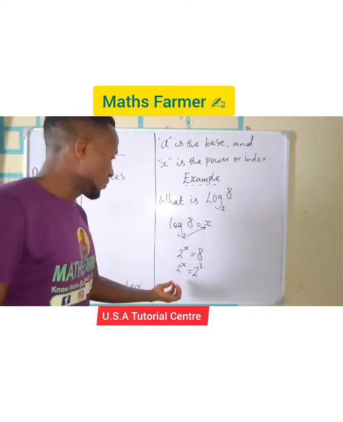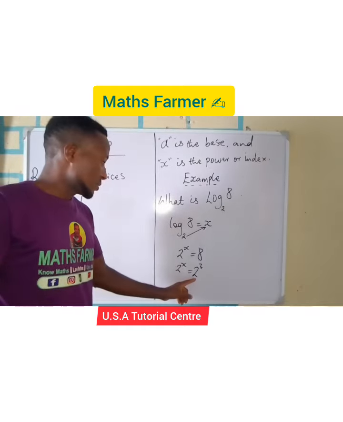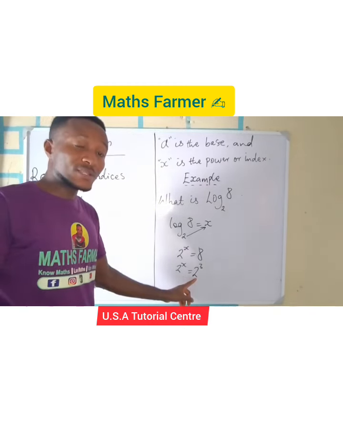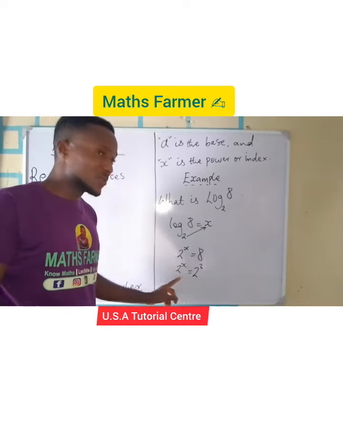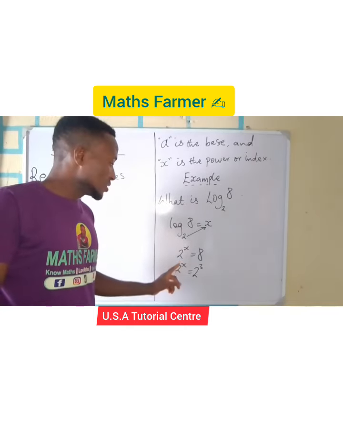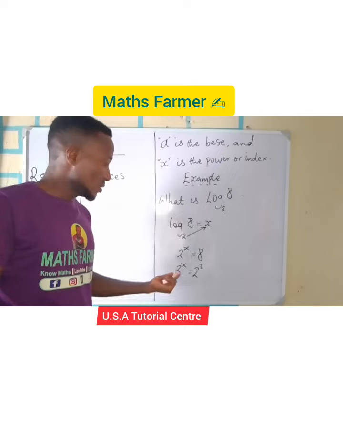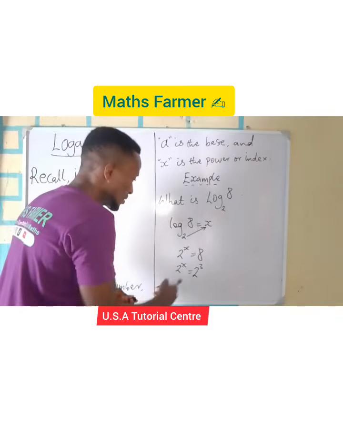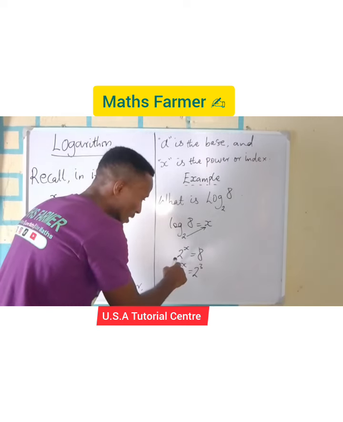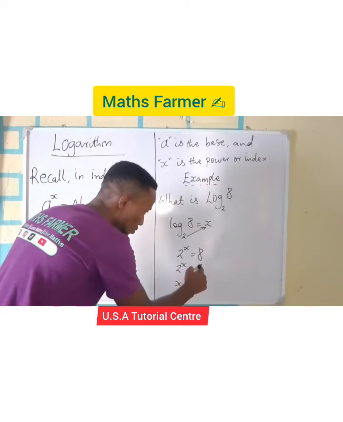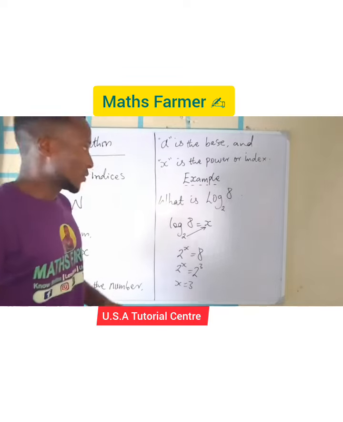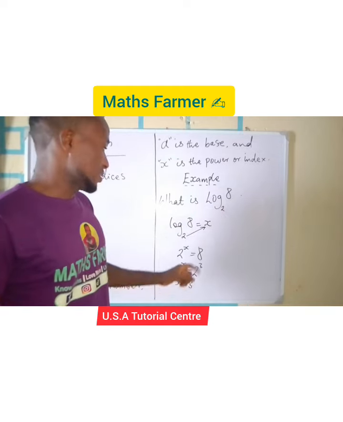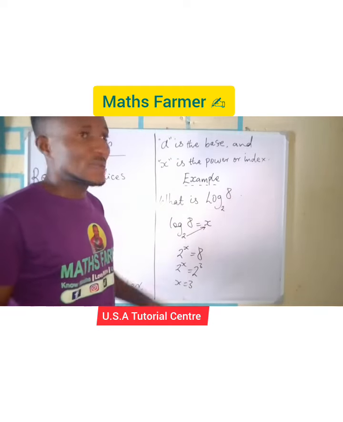In this place now, if you watch here, the bases are the same. Yes, base 2. 2 here is the base, 2 here is the base. And law of indices said when the bases are the same, that means their powers are what? Equal. So since the bases are the same, then we can now say that the power here, or the index here, x, is equals to what? 3. So therefore, 2 raised to the power of 3 will give us 8.